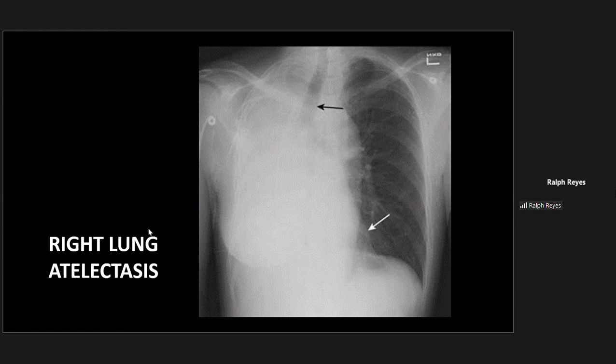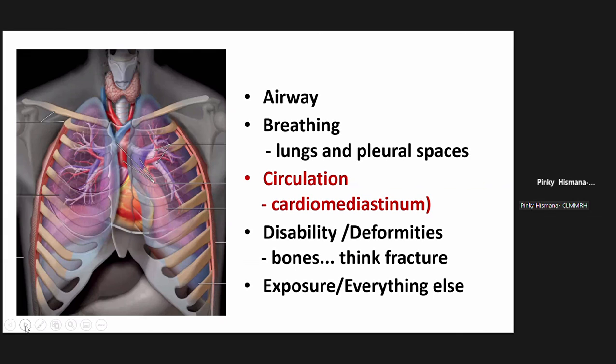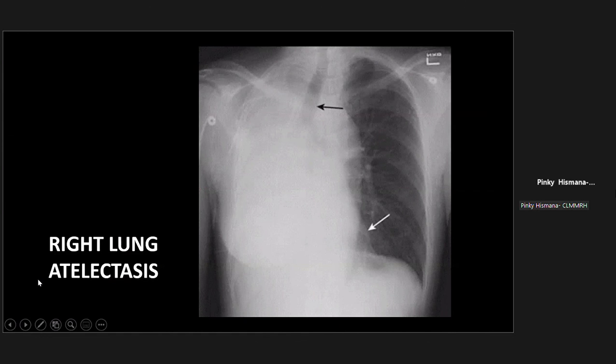Atelectasis, Doc. Very good. So actually, the problem here is that you have a right lung atelectasis causing the opacity. Adding to the opacity would be the mediastinal structures which are shifted to the right. So this is just to show you that not all white are fluid.